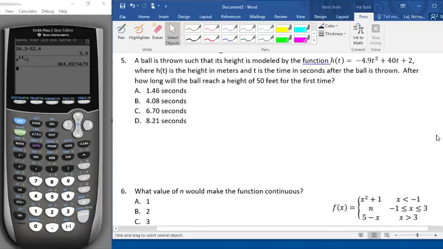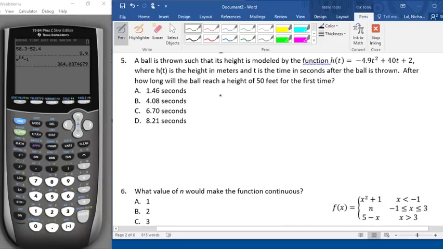A ball is thrown such that its height is modeled by the function h of t is equal to negative 4.9 t squared plus 40t plus 2, where h of t is the height in meters and t is the time in seconds after the ball is thrown. After how long will the ball reach a height of 50 feet for the first time? So the height is 50, and this is the function.